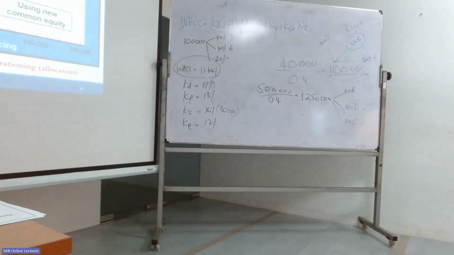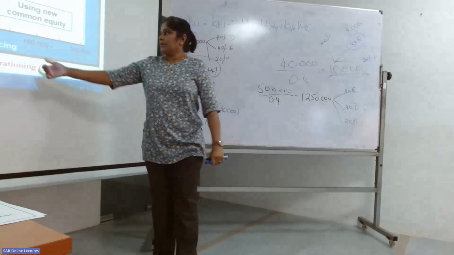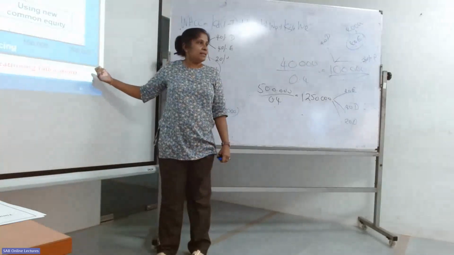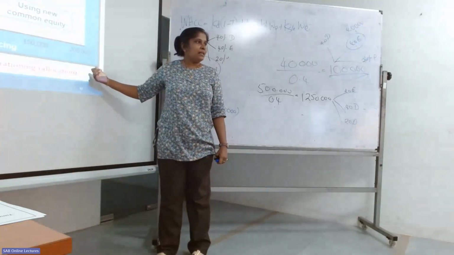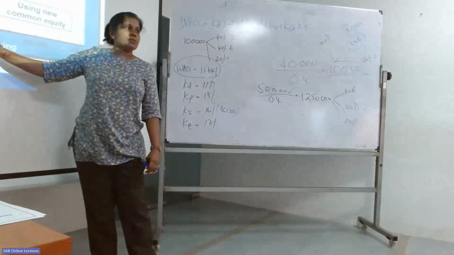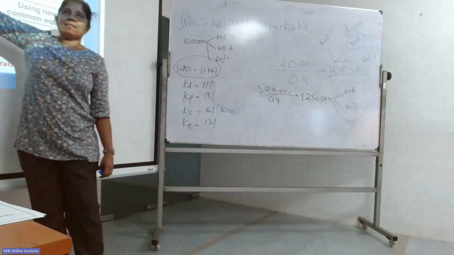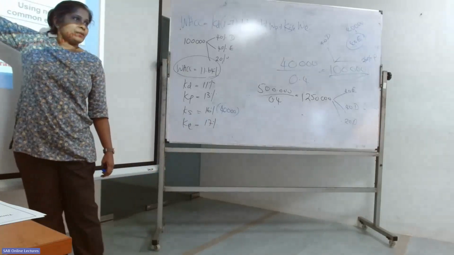Look, up to 100,000 in this diagram, this is the weighted average cost of capital. So this is total financing. Here on the x-axis is total financing. I'll come to this point again after the calculation also. Up to 100,000, for our example, our WACC is 11.64.